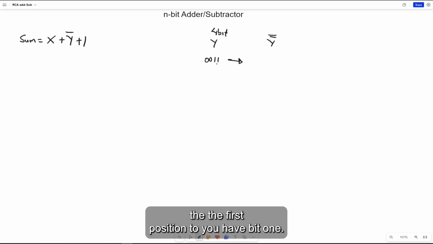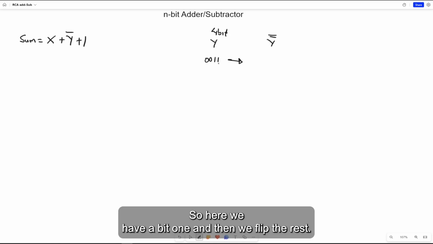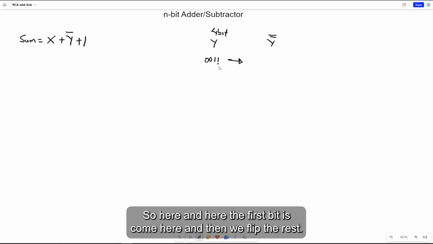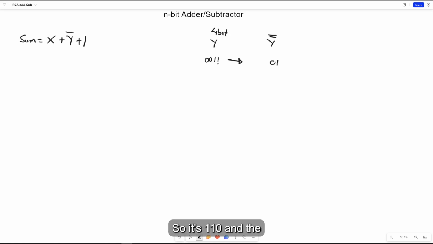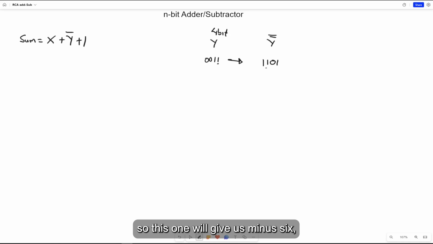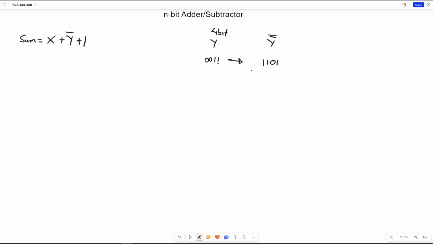So the easy way to find the second complement is to look at the first position where you have bit 1. Here we have a bit 1, and then we flip the rest. So we keep the 1, and then we flip the rest. So it's 0 1 1, and so this one will give us -3.